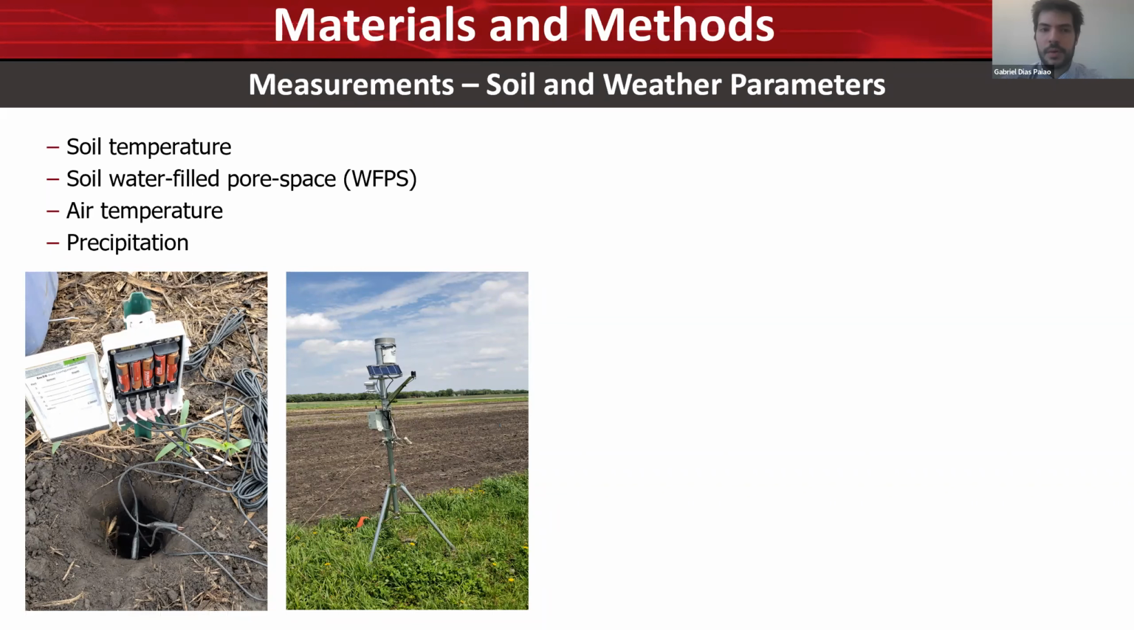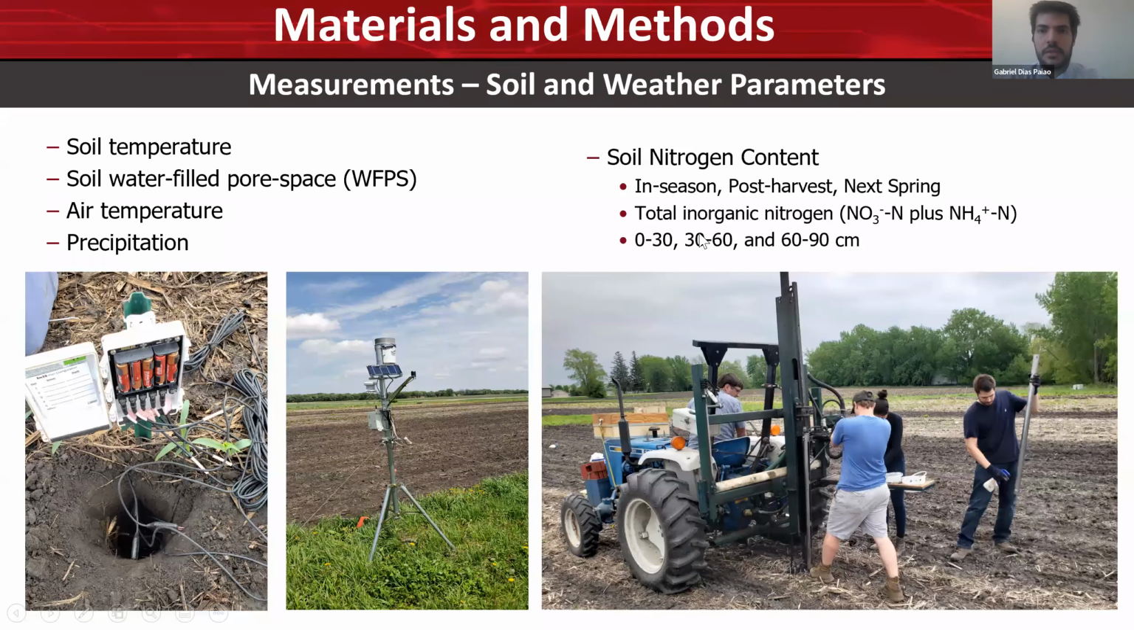And one thing that I'd like to point out here is that during 2019, the study area was hit by a severe windstorm that caused a lot of green snap damage. And so to try to account for the effect of the green snap damage in the treatment effects, we harvested separately the damaged and the undamaged plants and considered the yield only from the undamaged plants to estimate the treatment effects in 2019.